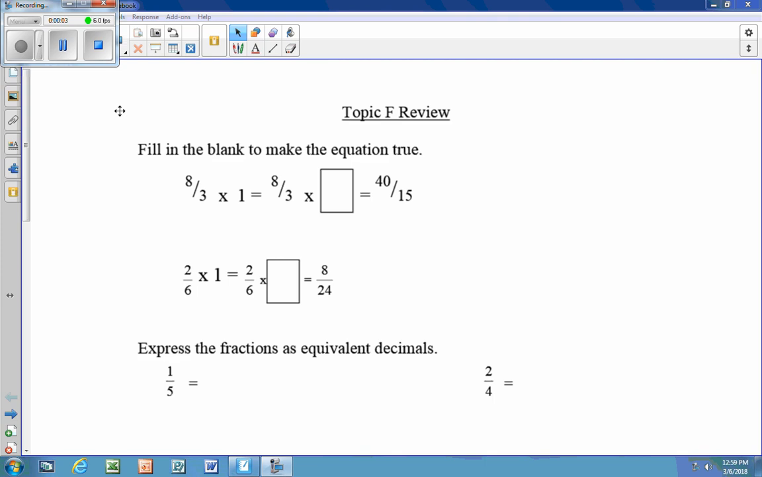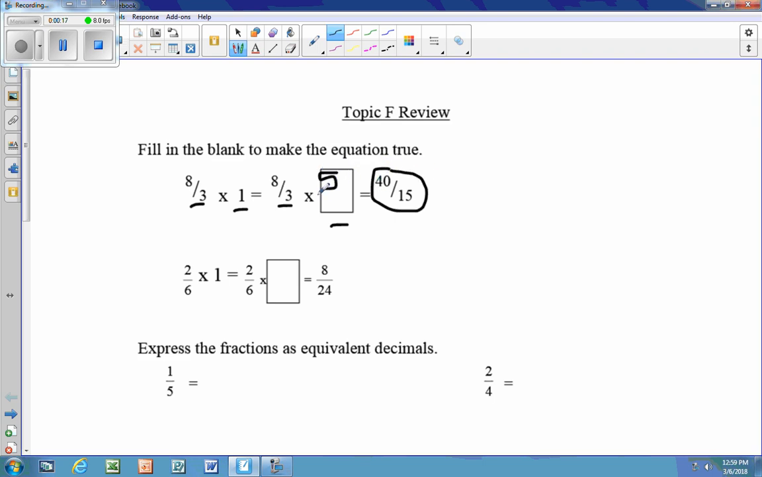Module 4, Topic F review. So the first thing here is that you see it's 8/3 times 1. So 8/3 times some number that is 1 will get me to this. Well, 8 times what is 40? 8 times 5 is 40. And 3 times 5 is 15. And 5/5 is the same thing as 1.